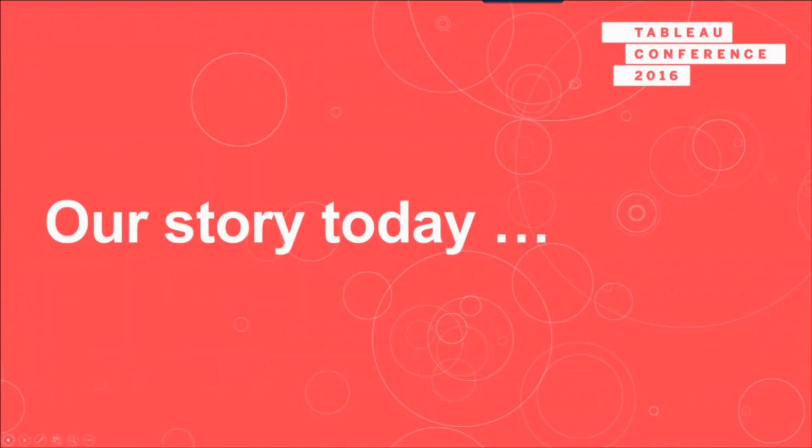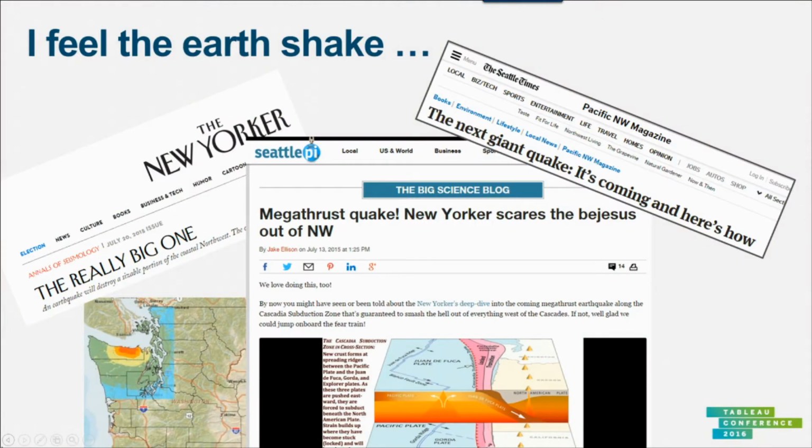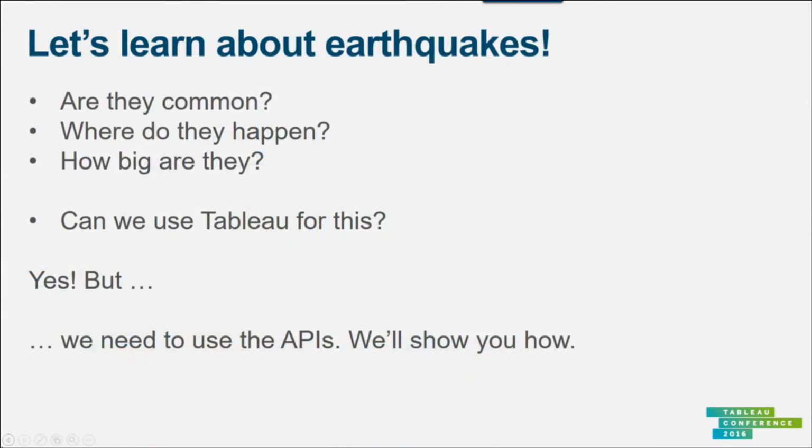In order to demonstrate the power of our APIs, Mike and I would like to share with you a story about analyzing earthquake data. Many of you will know that Tableau is headquartered in Seattle. And someday there's going to be a big earthquake that's going to hit on the West Coast. Right. Over the next 50 years, there's going to be the biggest earthquake ever. And that got Mike and I a bit interested in earthquakes and wanting to learn more about them. So we wanted to know things like, how common are they? Where are they happening? How big are they? Of course, we can use Tableau to do this analysis, but we're going to need to use our APIs. And we're going to show you how.